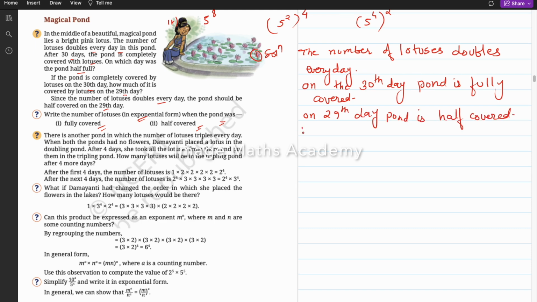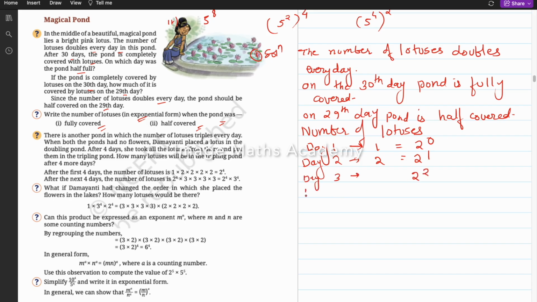So number of lotuses कैसे निकालेंगे? Day 1, which is equal to 2 to the power 0. एक्सपोनेंशियल फॉर्म में लिखना है, तो day 2 में क्या होगा? 2, which is equal to 2 to the power 1, डबल हो गया. Then day 3, 2 to the power 2. Day 4 का डबल, 2 to the power 3. The same way, day 29 पे the power, day 1 पे 0 है, day 2 पे power 1 है. So 29 पे power क्या रहेगा? Power 28. On day 30, 2 to the power 29, 1 less.